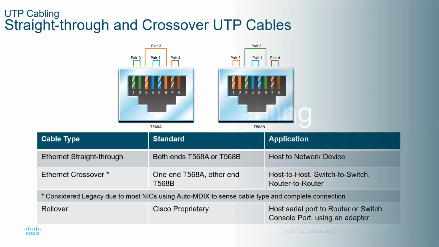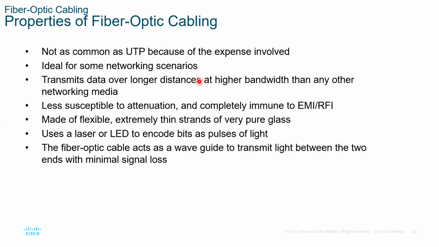All right. Fiber, that's another medium we have. We are in the physical layer. So instead of copper, this one uses fiber. And the type of signaling is light.